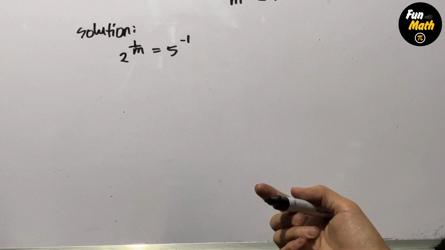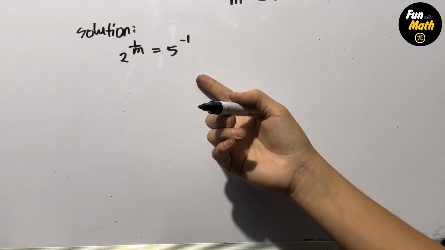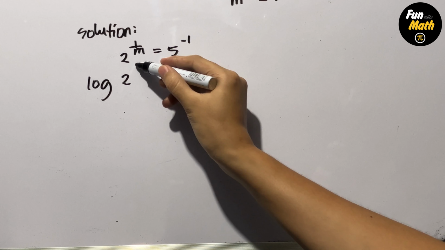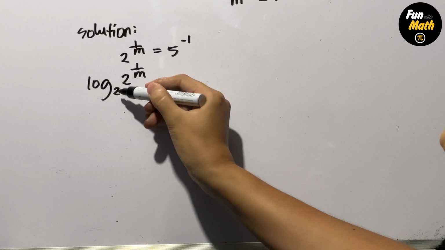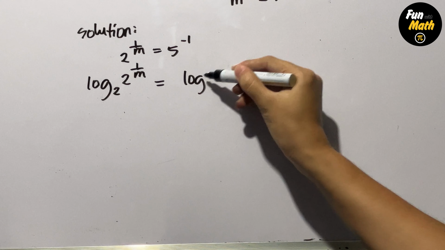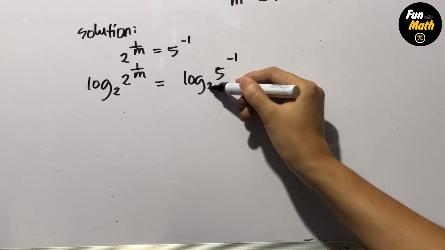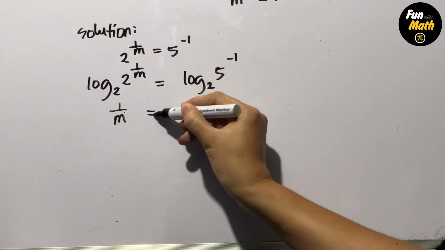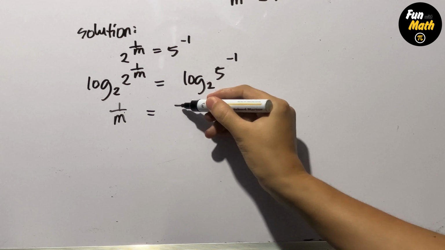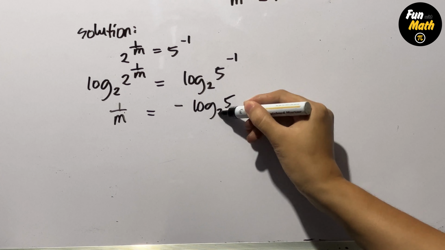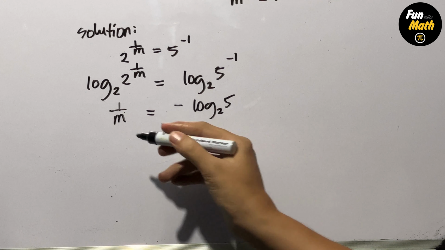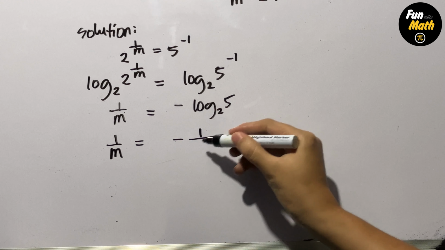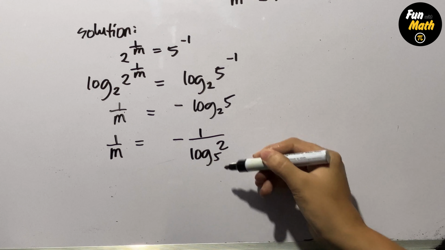Now to continue, we can take the log of both sides with the base of 2. So this is now log base 2 of 2 to the power of 1 over m equals log base 2 of 5 to the power of negative 1. And then we can write it as 1 over m equals negative log base 2 of 5. And now this is equivalent to 1 over m equals negative 1 over log base 5 of 2.